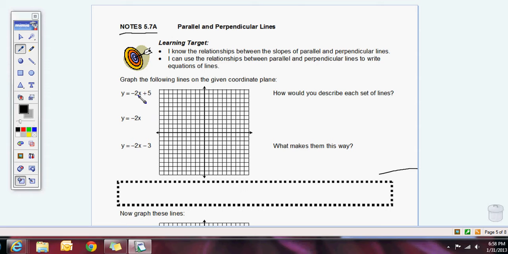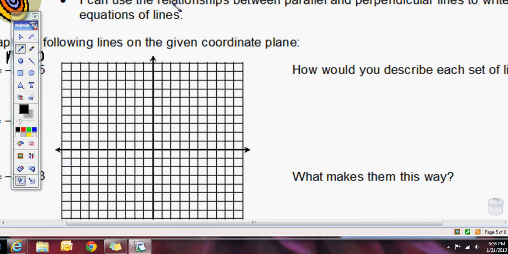But first thing we want to do is see what parallel and perpendicular lines are. So I'm going to start with this line right here, and I'm going to graph this line. So do this with me. Now you should notice that this is in slope-intercept form. So this is the B and this is the M. So we're going to go to our graph and start at the B, and I'm going to zoom in here so that way you can see it better.